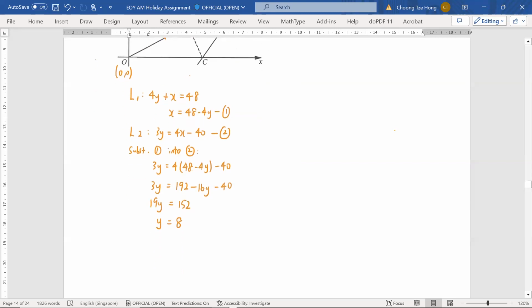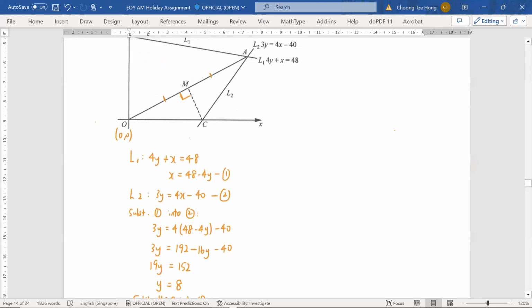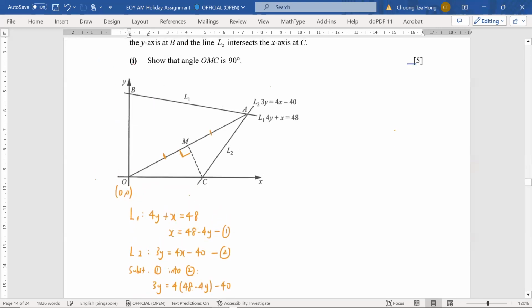Then we're going to substitute y equals 8 into equation 1. That will give us x equals 48 minus 4 times 8, so x equals 48 minus 32, which is 16. So we know the coordinates of A already. A will be (16, 8). Once you find the coordinates, it'll be good if you can write them down over here. So (16, 8). Since we know the coordinates of A, we can find the coordinates of M quite easily because M is the midpoint of OA.